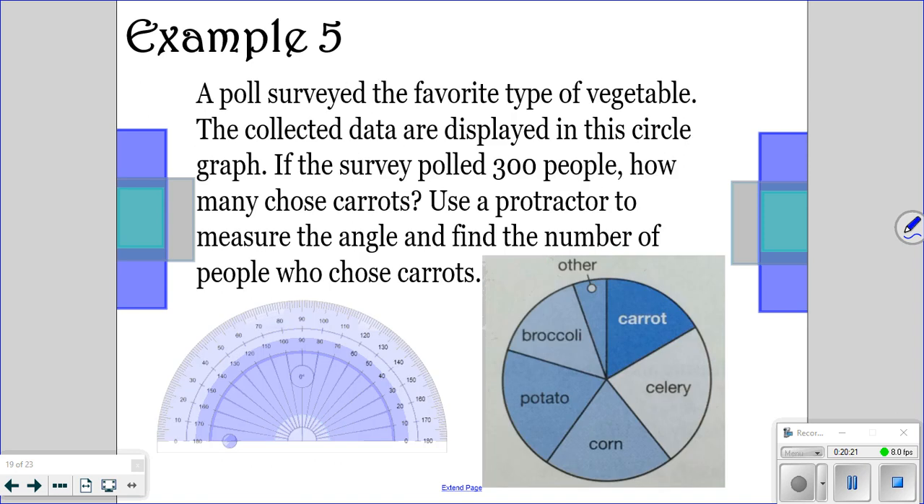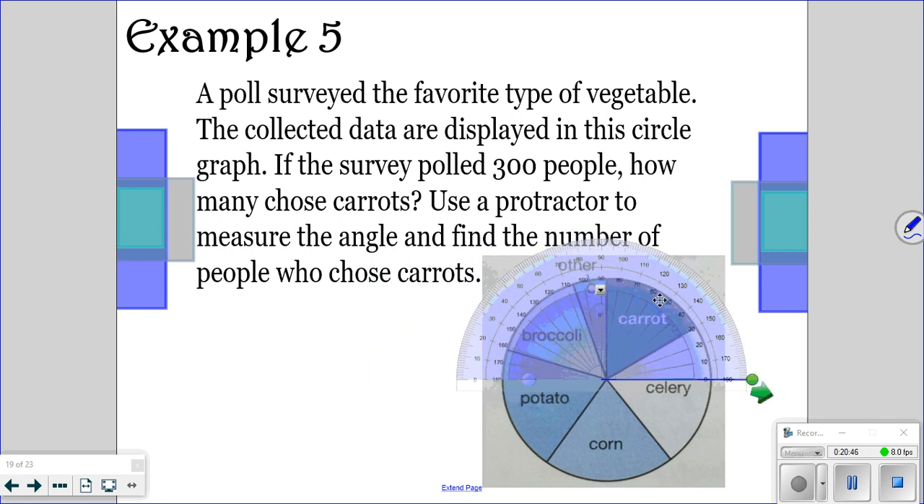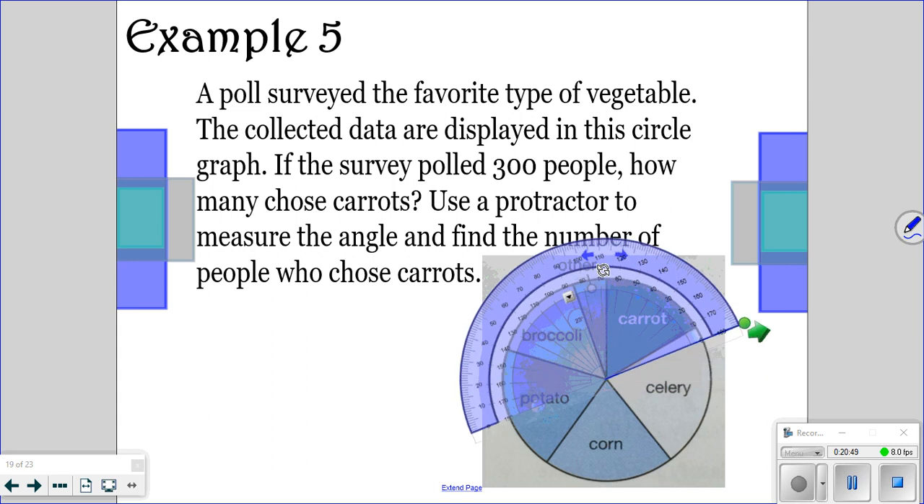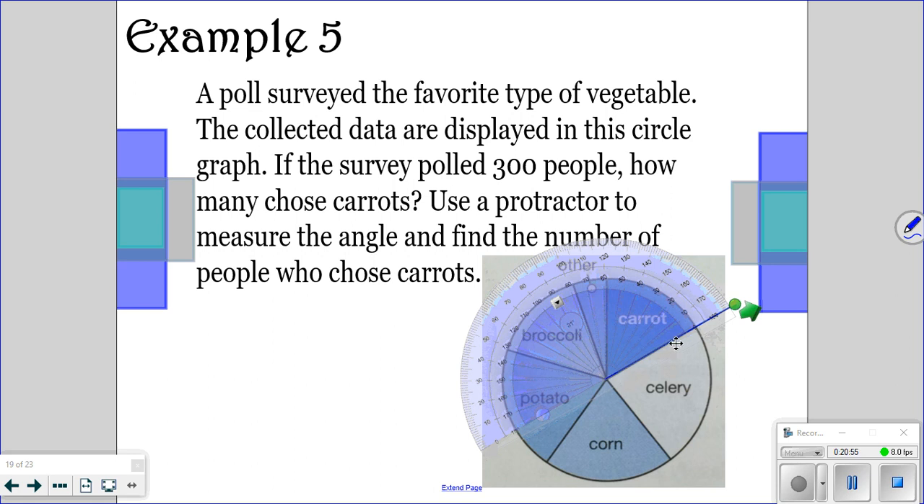Now we're going to look at this example. So we have a poll surveyed by the favorite type of vegetable. And this is the data they collected. They surveyed 300 people. How many chose carrots? So the first thing that we need to do is use our protractor to measure the angle. So where is this going to go, do y'all think? Hopefully you said at the center. So we need to put that at the center, and then I need to turn it so that one of the edges of carrot is on the end. And so that's what it looks like. And then what does it look like this angle measurement of carrot is?